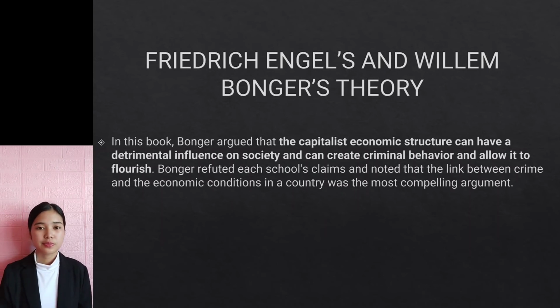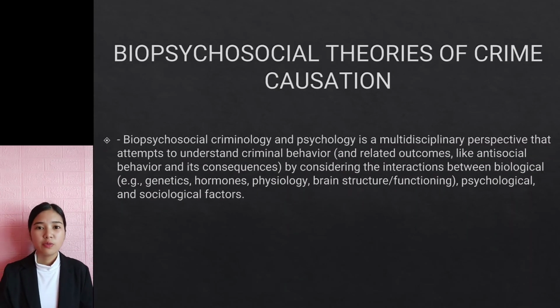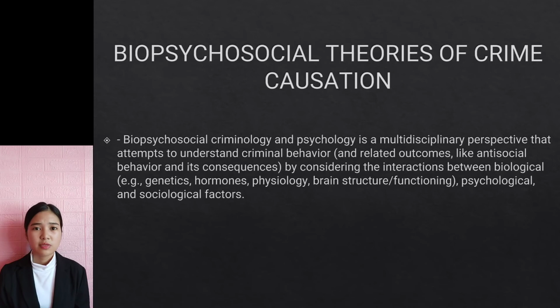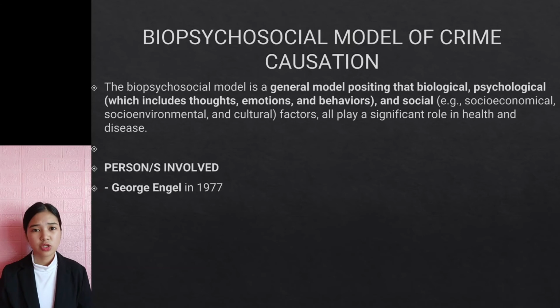And next, number 5. The next topic would be the biopsychosocial theories of crime causation. Biopsychosocial theories in criminology and psychology are a multidisciplinary perspective that attempts to understand criminal behavior by considering the interactions between biological factors, genetics, hormones, physiology, brain structure and functioning, and psychological and sociological factors. This is the biopsychosocial model of crime causation.